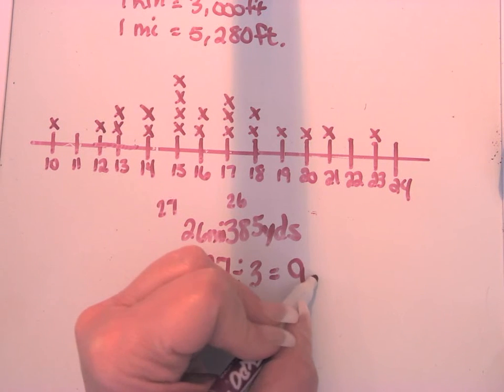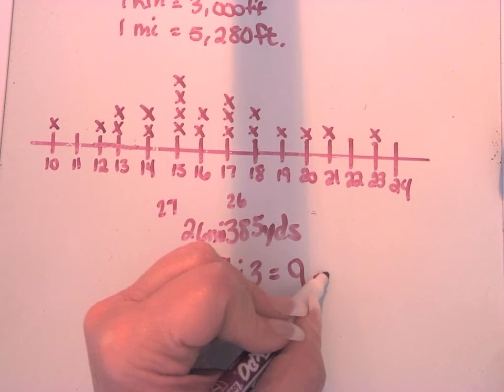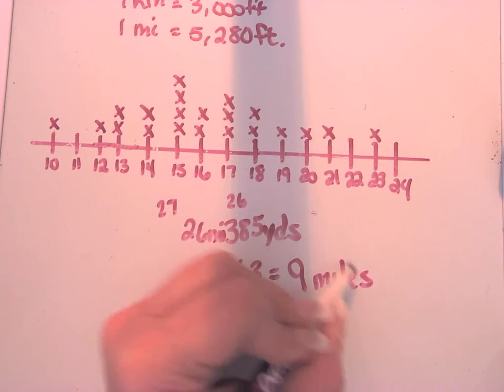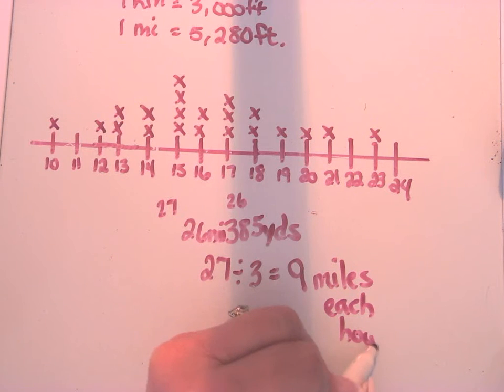So he would have to run about 9 miles each hour in order to come up with the score to achieve his goal, or the timing to achieve his goal.